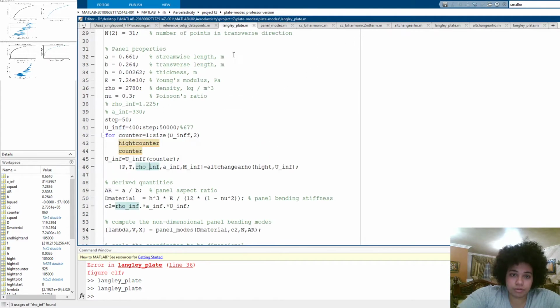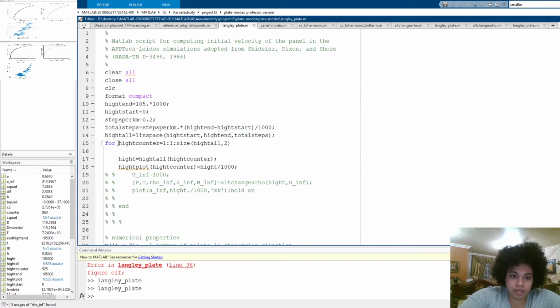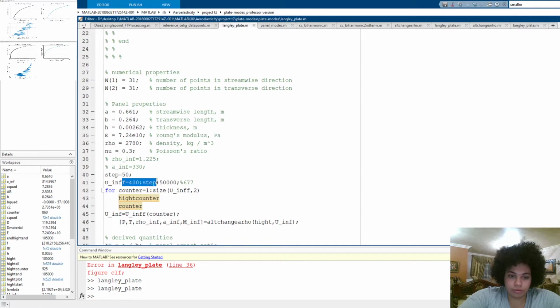Now going back to the original function to account for the changes in altitude, we make an outer loop that scans from a starting height till the end height with a certain number of steps per kilometer. For each one it scans for a given number of panels in the x and y direction. It scans all over the velocity and stops at the divergence velocity.